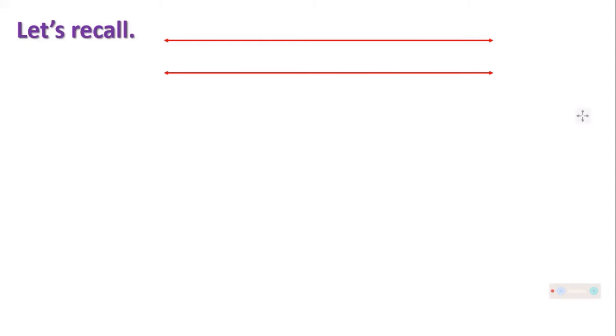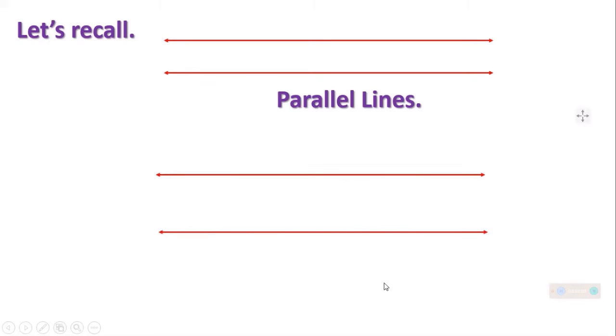Let us recall what we studied in earlier classes. We know what parallel lines are. Never intersecting lines are named parallel lines. And the transversal is another line going across them, which makes angles, about which you studied in your previous years.